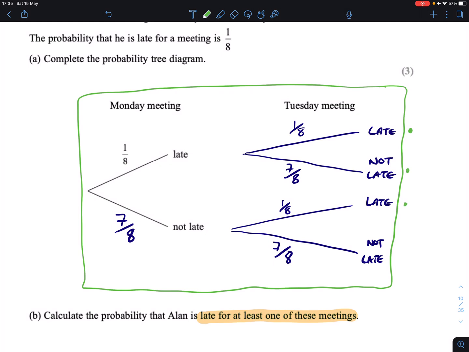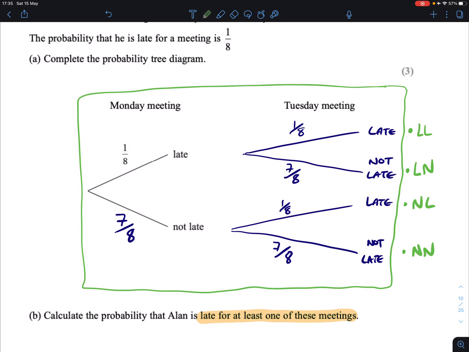That first possible outcome is that you are late on both days, late then late. The second one is that you are late and then not late on Tuesday. And then the next one is you're not late on Monday, but you're late on Tuesday. And then lastly, you're not late on both days. So I've just used letters just to show the possible outcomes.